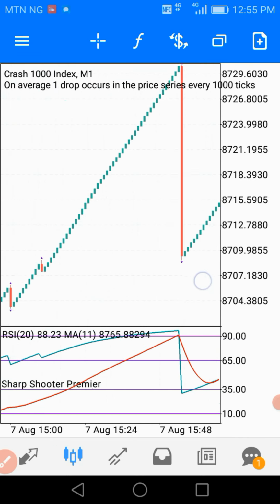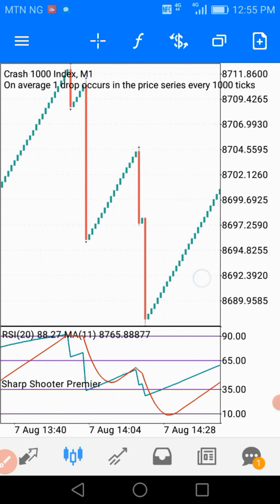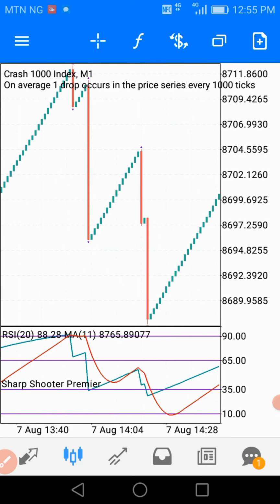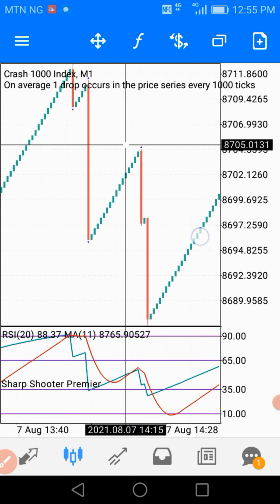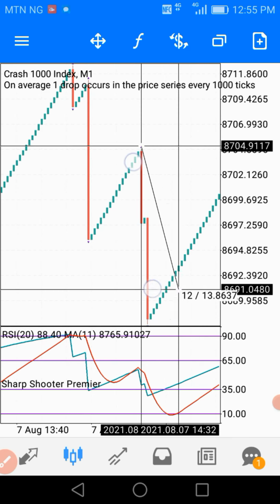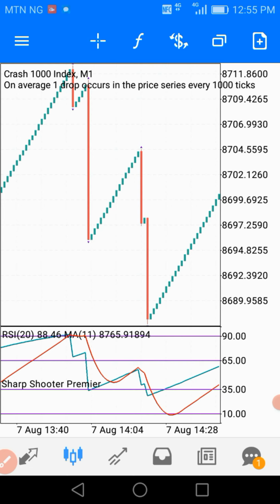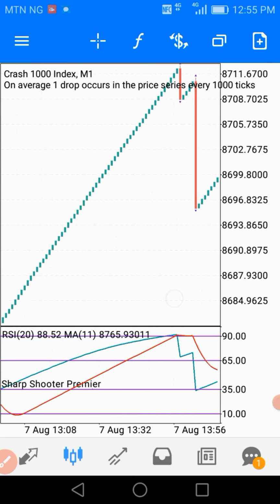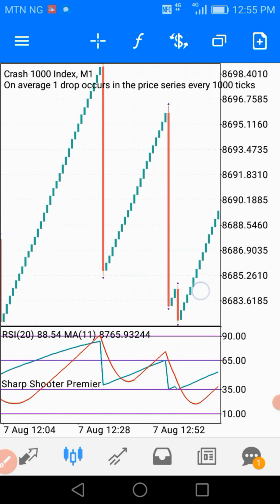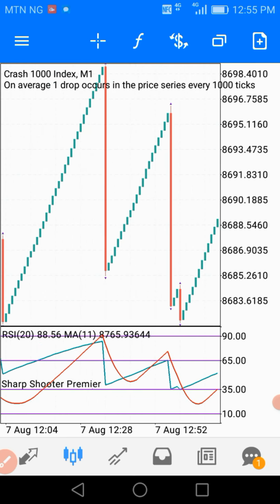So that's it, guys, and please test this strategy on your demo account before going live. Remember, the name is Sharpshooter Premier Strategy. The name is because it gives you a very quick entry, unlike the unbeatable. This one gives you a very quick entry, in most cases between the 2nd to the 4th candlestick after a spike. That would be valid.